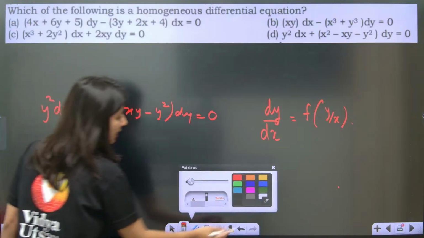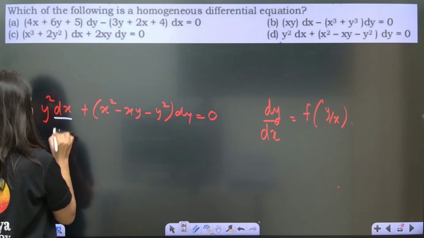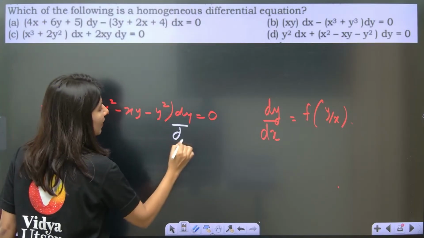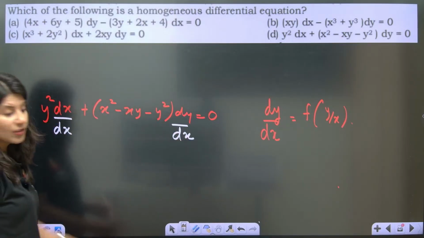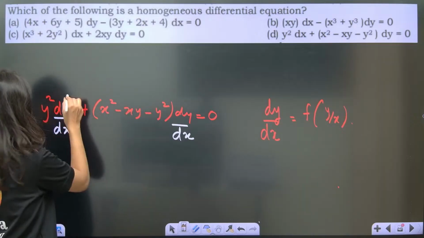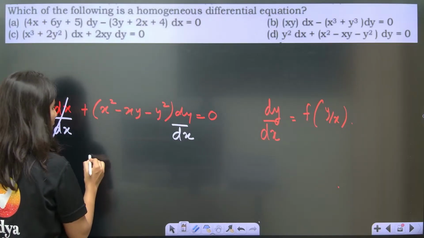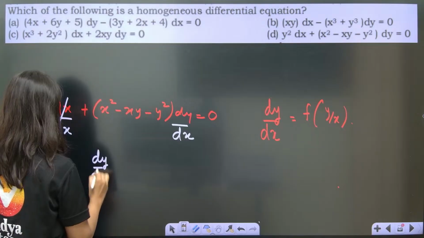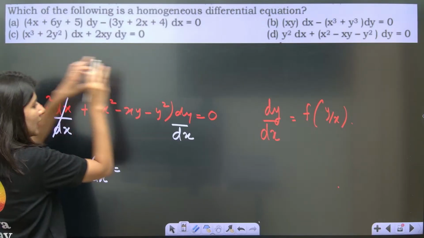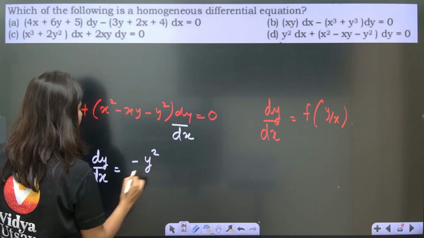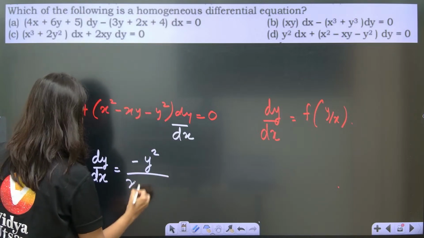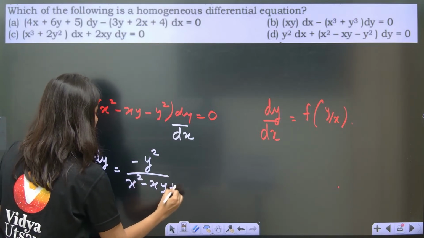Now you want dy by dx, that is why we are calculating the value of dy by dx. So dy by dx will be what? The y square will go to the right hand side, minus y square upon x square minus xy minus y square.